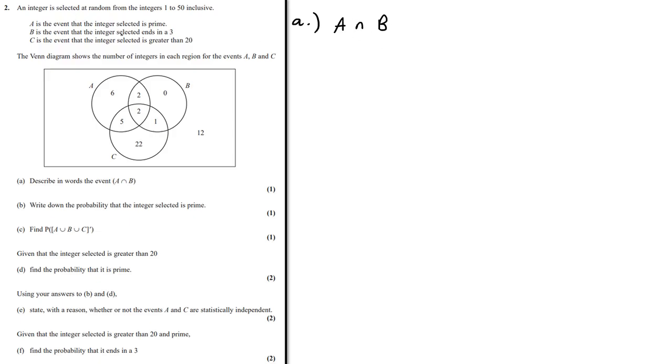So A is the event that the integer selected is prime. B is the event that the integer selected ends in a 3. So in that case, if we want A and B, this event here, well, what this tells us then is we're looking at an integer that is prime and also ends in a 3. Okay, so that's important, the and part there. So we're looking for, essentially here, if I can word it correctly, an integer that is prime, or is a prime number, and ends in a 3.